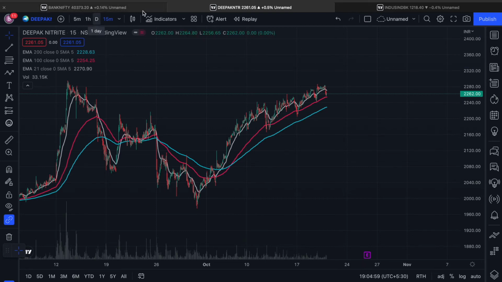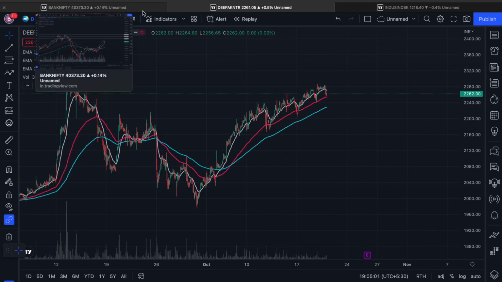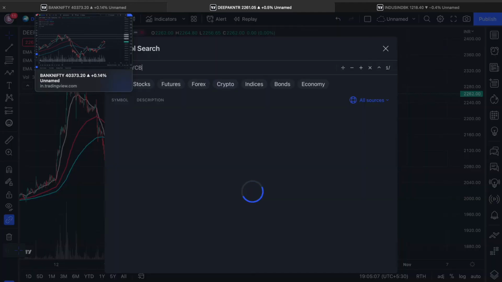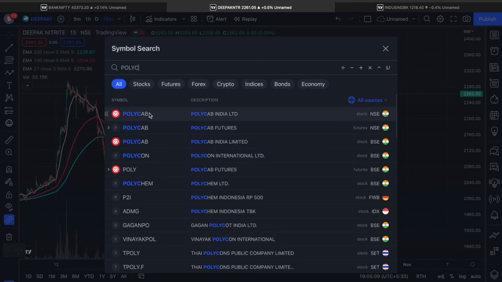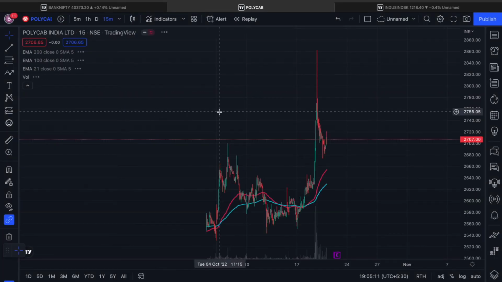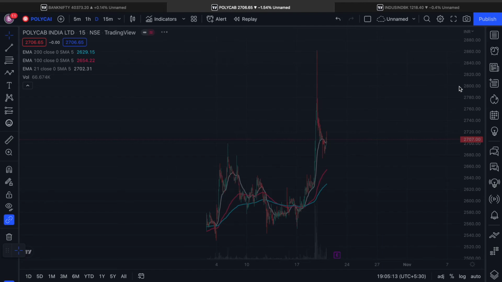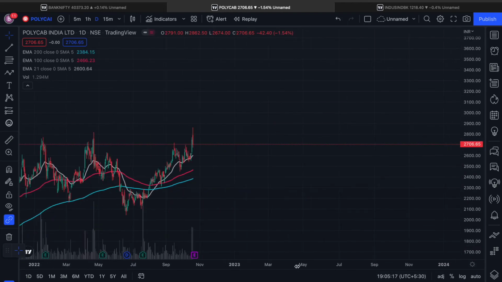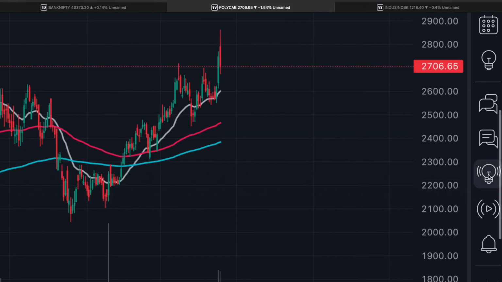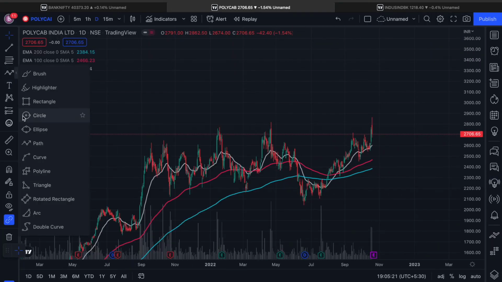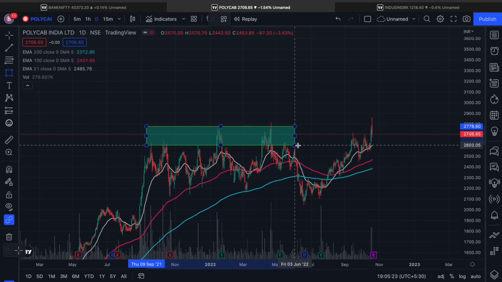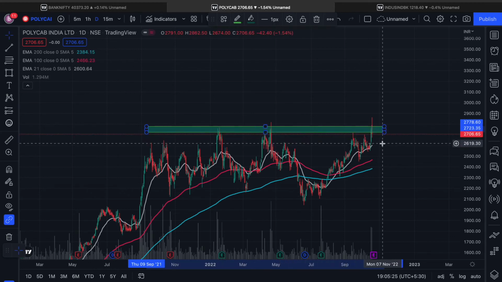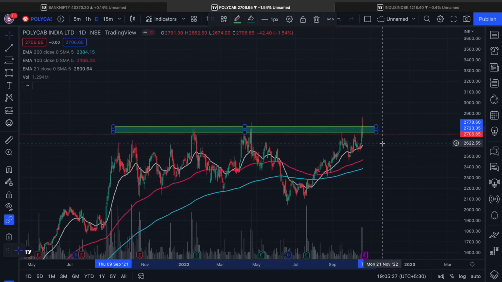The next trade setup which I would like to discuss on is, of course, your Polycab, right? So Polycab, you can see here that the price action is a bit weird as of now. To be honest, why I'm saying so is because the price has almost touched its all-time high. It has actually made a new all-time high today.